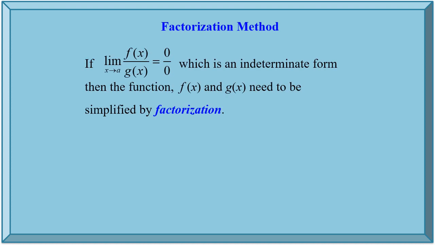Okay, so if we find that the result of division between the two functions is actually 0 over 0, what we need to do is to do some modification on the function itself. This means that the limit is indeterminate form, then both g(x) and f(x) need to be simplified by factorization. So this is the modification that we have to do.